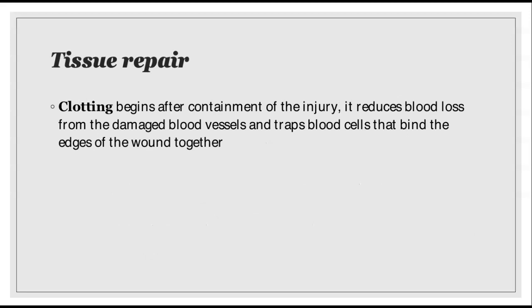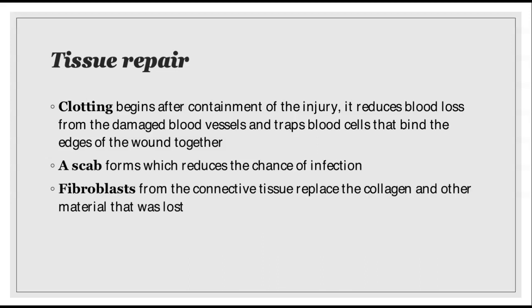Let's talk about how tissues repair themselves. The first is by clotting. Clotting begins after the injury has been contained due to swelling. It reduces blood loss from the damaged blood vessels. It'll trap blood cells to the surface that will bind the edges of the wound together. Then we get, you're pretty familiar with this, a scab, which forms and it reduces the chance of infection. It basically stops things from the outside from getting in.